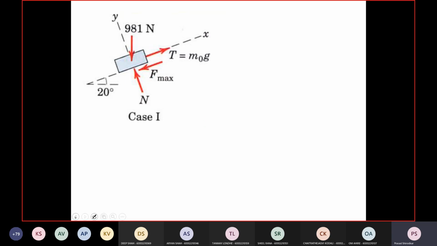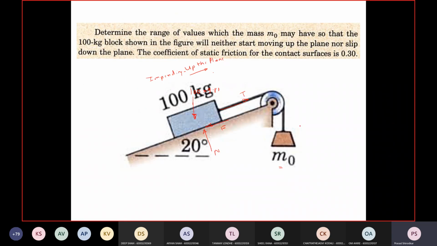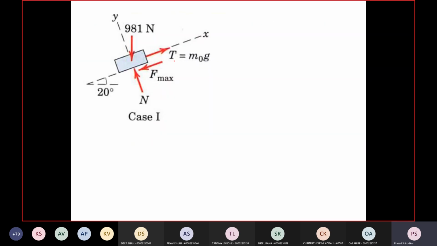This is T, this is also T, and this is also T. If you draw the free body diagram of just the mass m0, it will be m0 into g, and this will be T. So T is equal to m0 into g. The x-axis is along the inclined plane, and the y-axis is perpendicular. So let's write the equations of equilibrium.